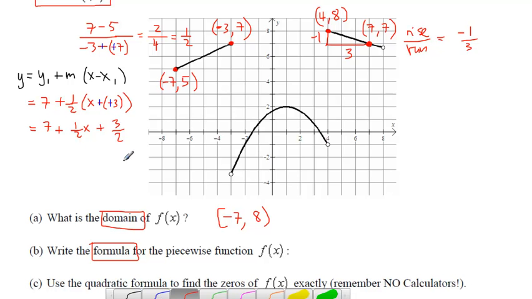Combine 7 and 3 over 2. That's probably going to be trickier than a lot of you want. I can rewrite 7 as 14 over 2. So then it just becomes 17 over 2.